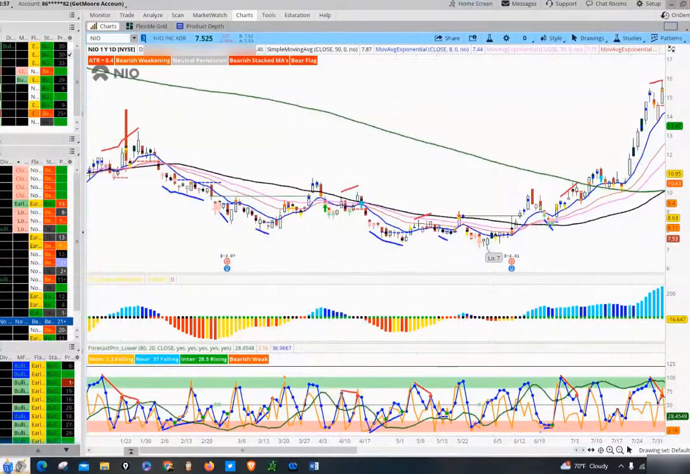All right, so we're talking about the TTM squeeze, and I'm going to talk about things to avoid to be profitable. We're going to talk about things that are killing your momentum.